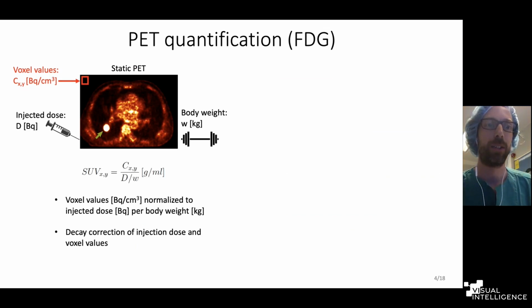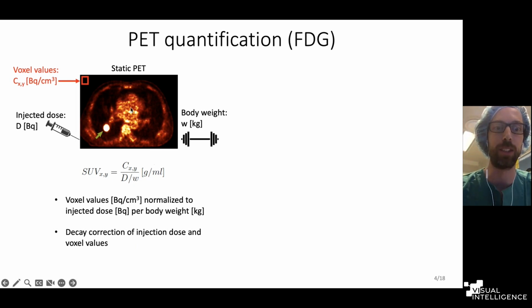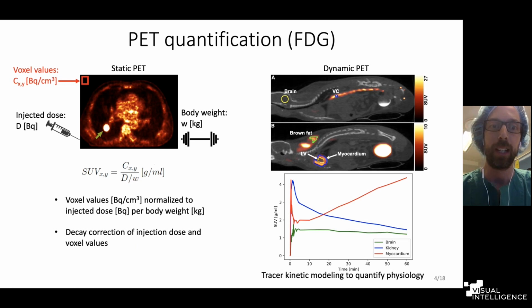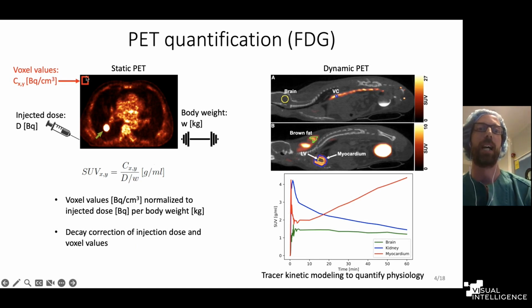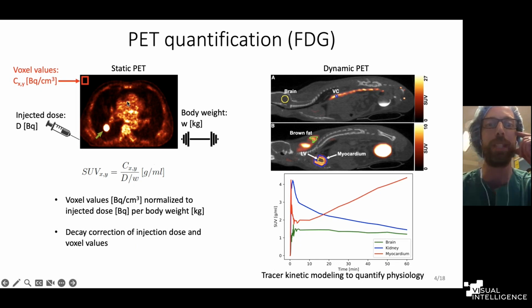Okay, we have the units of becquerel per volume. Then just to make it a bit simpler, we normalize away the injected dose and the body weight of the patient to minimize the variations within the population. Then we get the units of standardized uptake value, SUV. This is also a concept I will come back to. So in a static PET image, this is an average over the scan time. So maybe you put your patient in the scanner for 20 minutes, and then the image will be just an average of these 20 minutes.